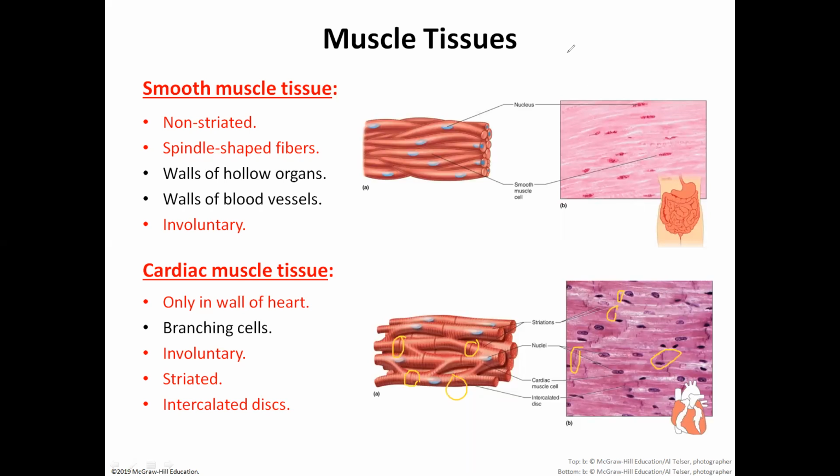So I would suggest with the muscle tissue, which ones are voluntary and involuntary, what do they look like? Do they have striations? And just kind of where they're found.